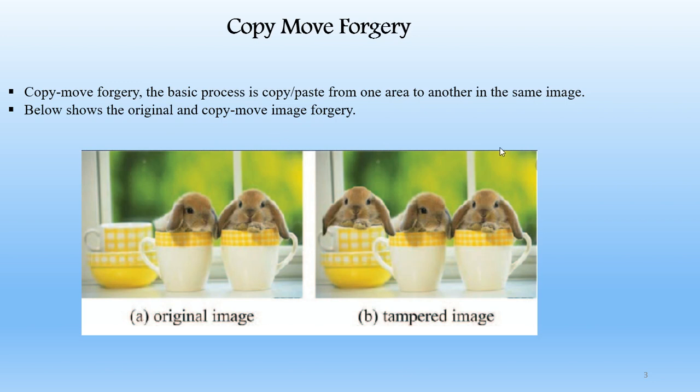Copy move forgery is a common kind of image forgery. It copies and pastes from one area to another area in the same image. You can see this image. This one is the original image. Here is the forged image, the copy move forged image. You can see this part is added from this one, the same, but warped inside this one. So this is the original image, and here is the forged image.